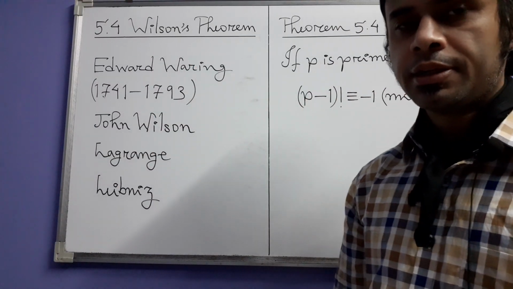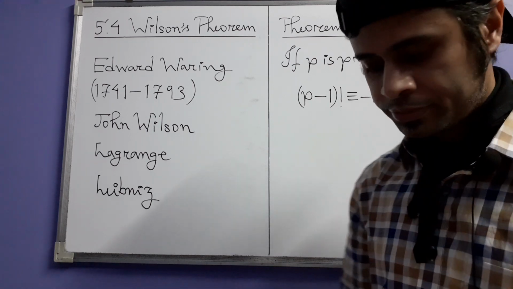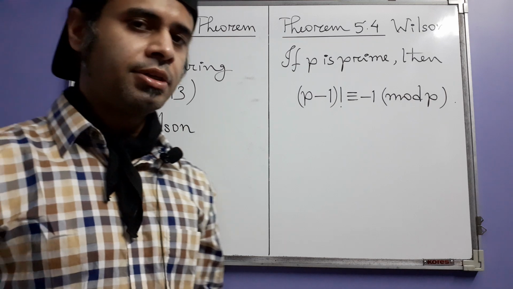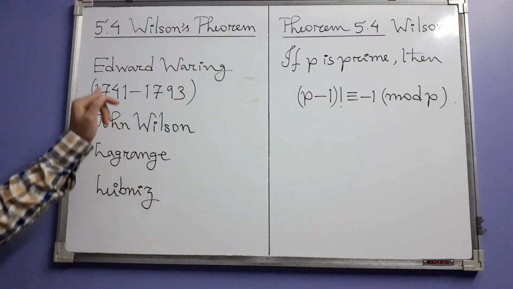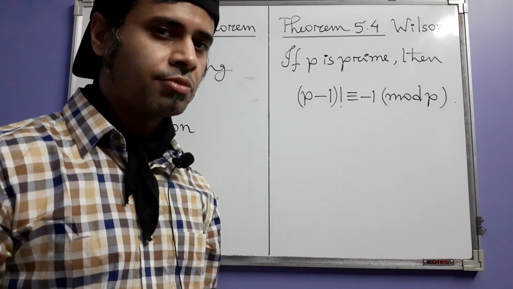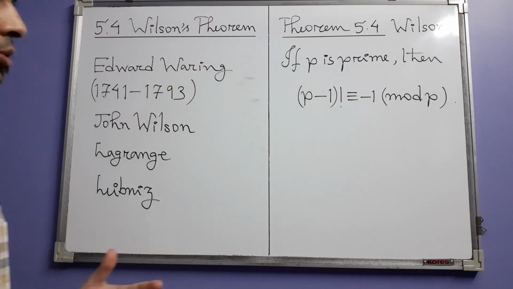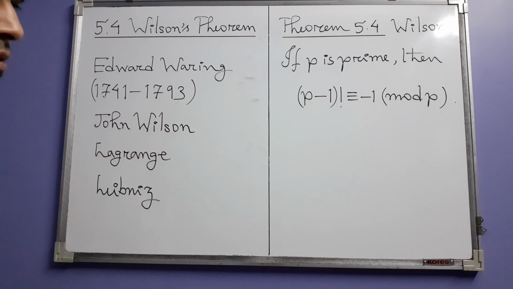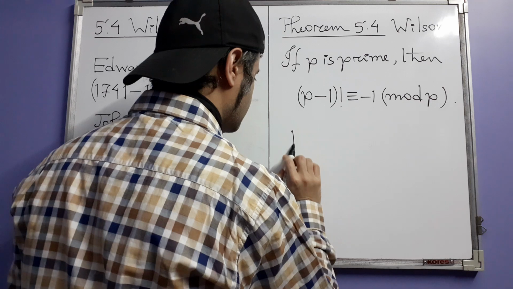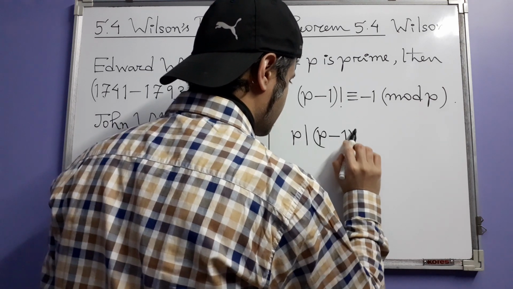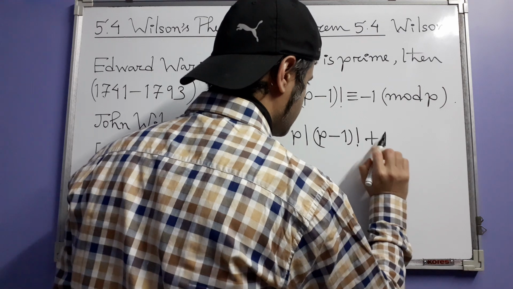The next section is on Wilson's theorem. It was in 1770 that the English mathematician Edward Waring announced many new results in one book, and one of those results was by his former student John Wilson, which states that if P is a prime, then P divides (P minus 1) factorial plus 1.